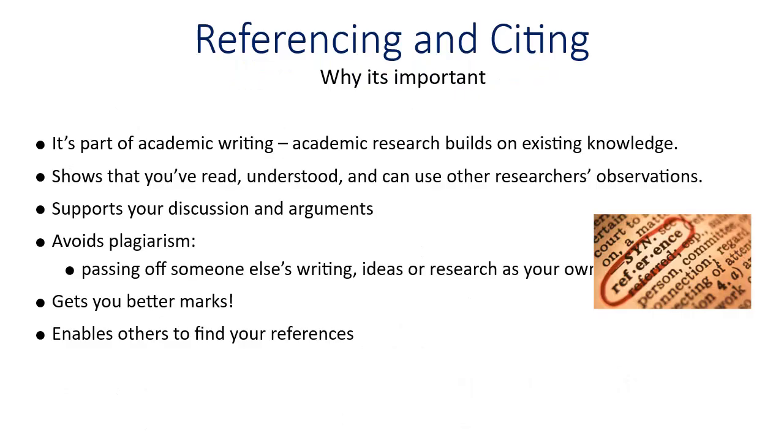One of the important parts of any academic assignment is referencing and citing. And why is it important? It's part of academic writing. Academic research builds on existing knowledge, and you have to acknowledge that existing knowledge. It shows that you've read, understood, and can use other researchers' observations. It supports your discussion and your arguments.